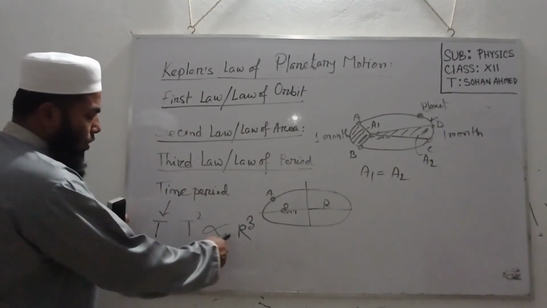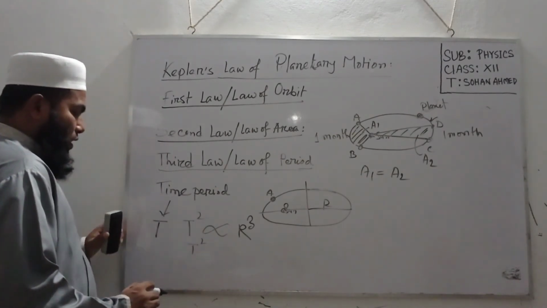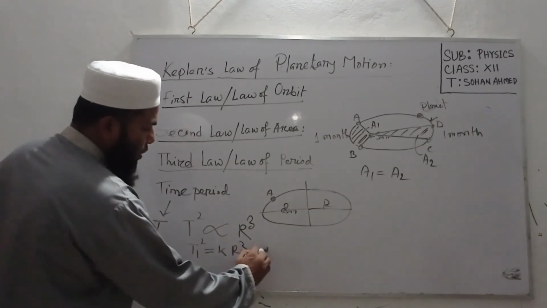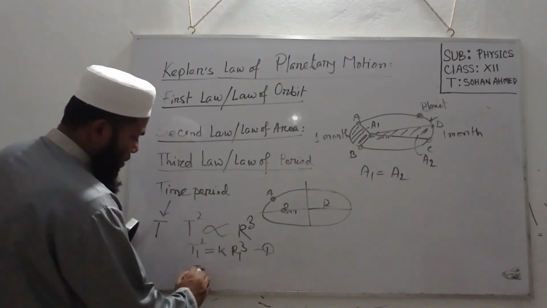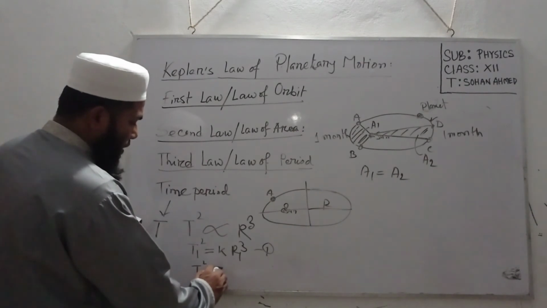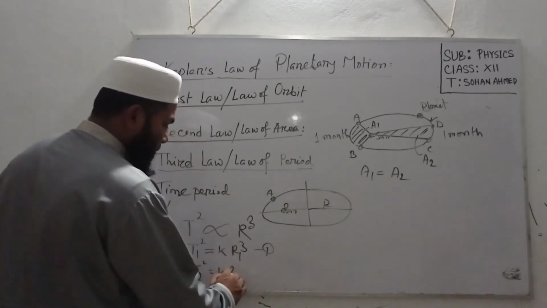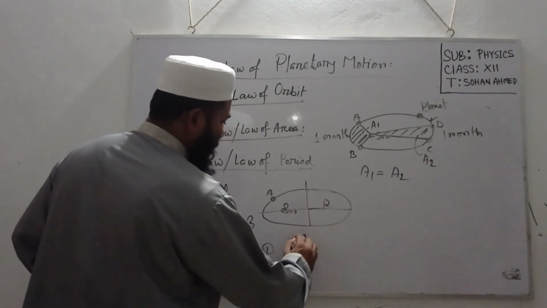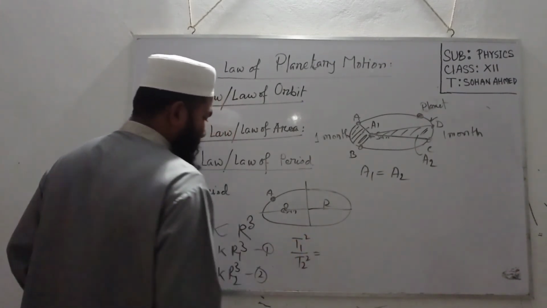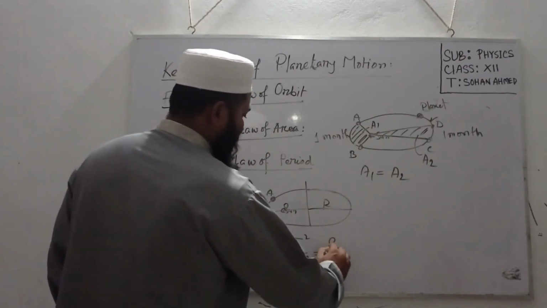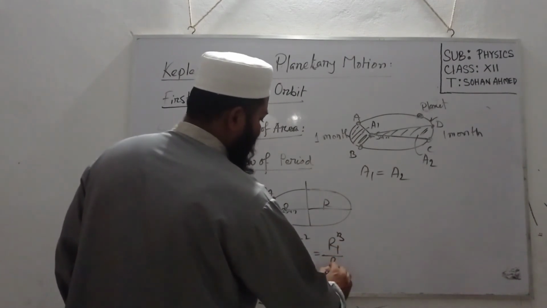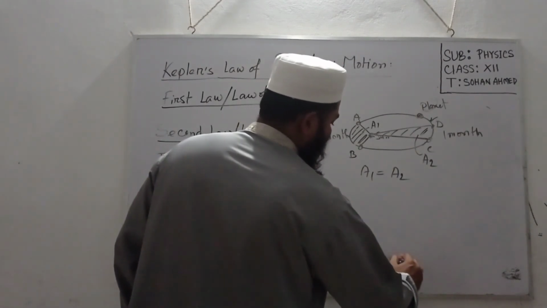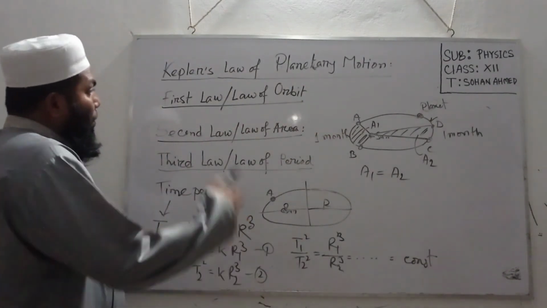From this law we can write T1 square equals constant k times r1 cube, equation 1, and for another planet T2 square equals k times r2 cube, where the constant will be the same. Dividing these two equations we can write T1 square divided by T2 square is equal to r1 cube divided by r2 cube, and so on will be constant. So this is the third law.